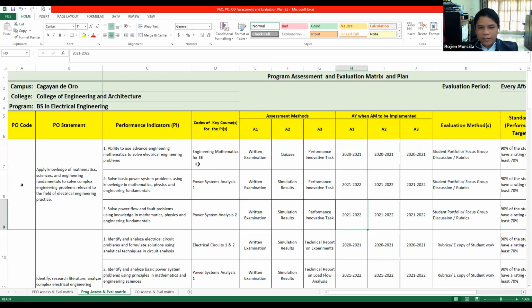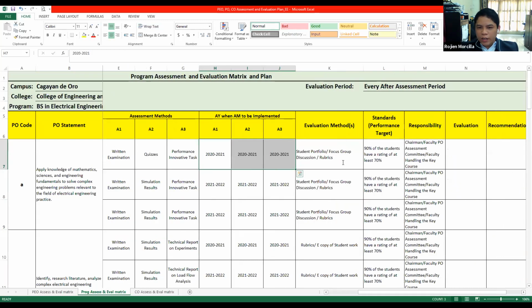So for this year, for the subject Engineering Mathematics for EE being offered now, I will collect data about its written exam, quizzes, and performance innovative tasks to assess this particular outcome. Then for evaluation, student portfolio, focus group discussion, and even rubrics. How to evaluate? My standard is 90% of the students have a rating of at least 70%. That is high, but we will see.